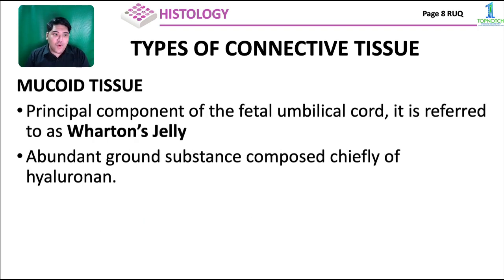Meron din tayong mucoid tissue. Basta pag narinig nyo ang umbilical cord, tapos Wharton's jelly, wala nang usap-usap dyan. This is your mucoid tissue. And your mucoid tissue is abundant with ground substance. No? Ang component niyan mostly is your hyaluronan. Okay, so that's your different types of connective tissue.